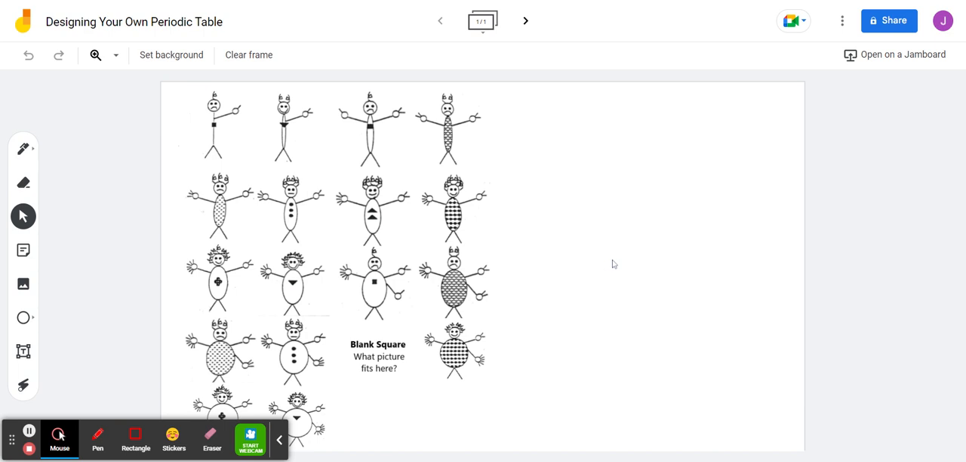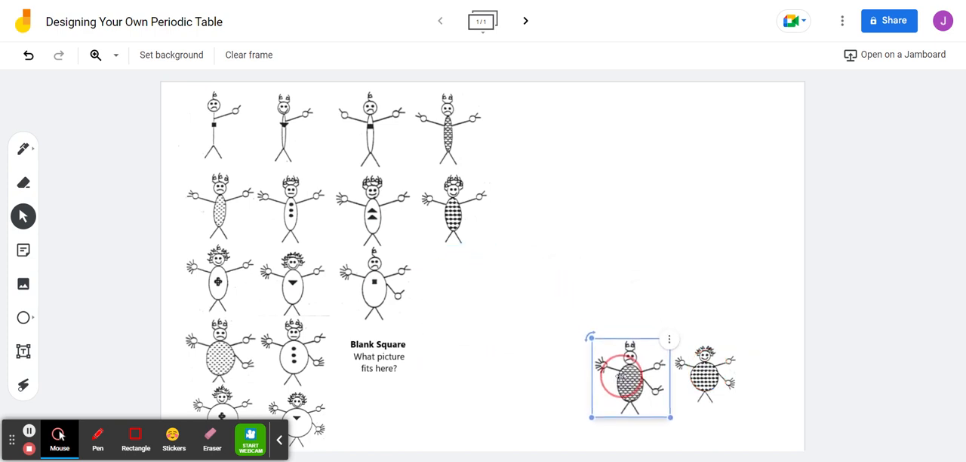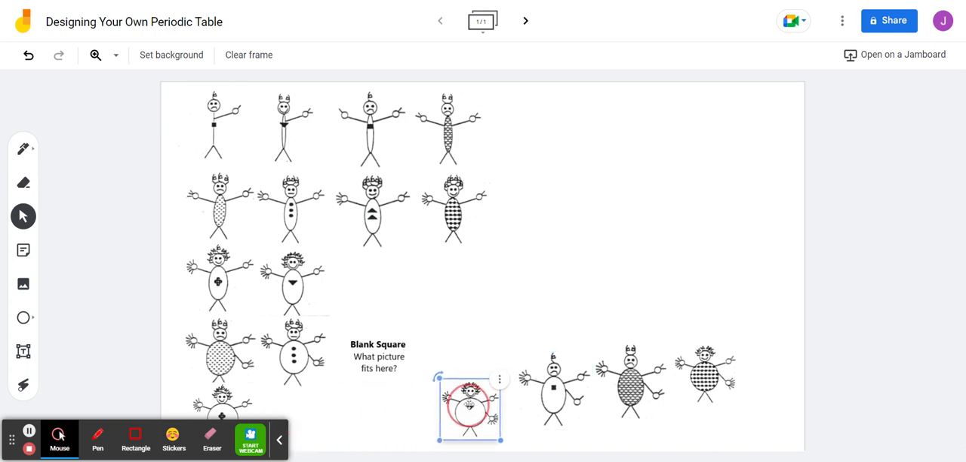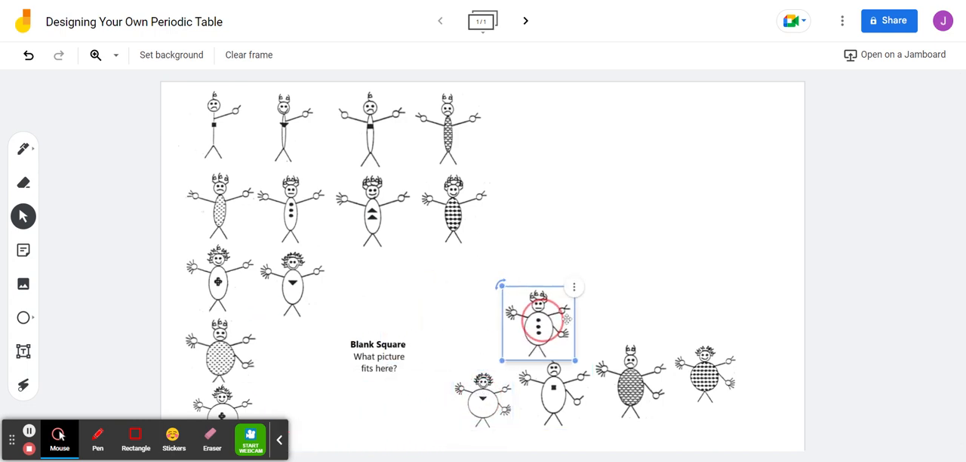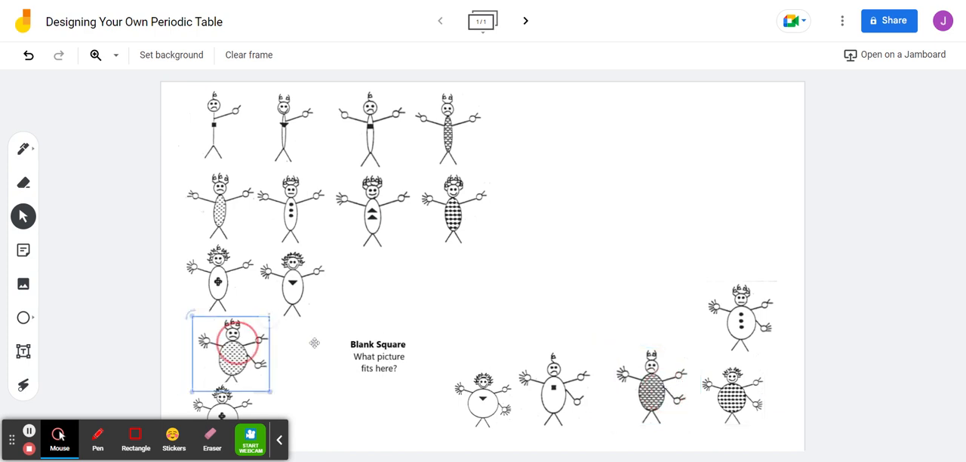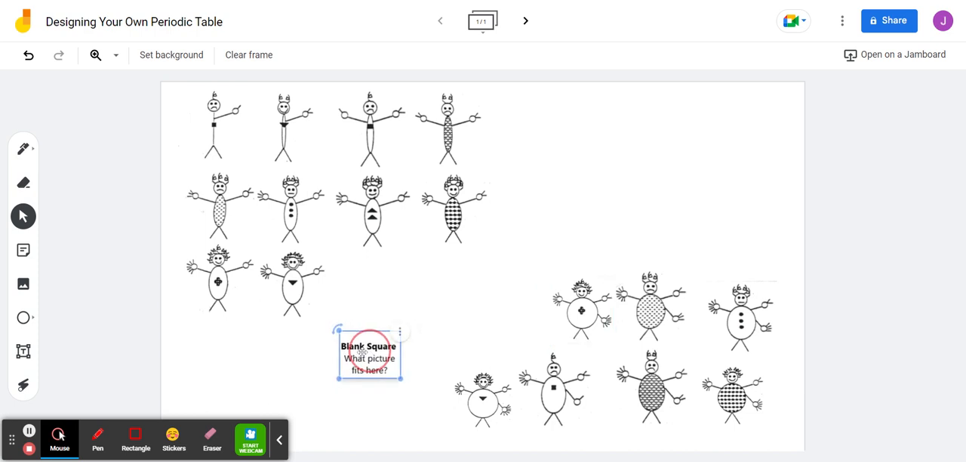So you can go about this in many different ways, but one way I would suggest you think about this is, let's take one of the characteristics, say number of arms, and I'm going to group all of the characters with a given number of arms together. So over in the lower right corner of the screen, I'm just grouping together characters that have 3 arms. I'm going to put the blank square maybe way up in the corner for now.